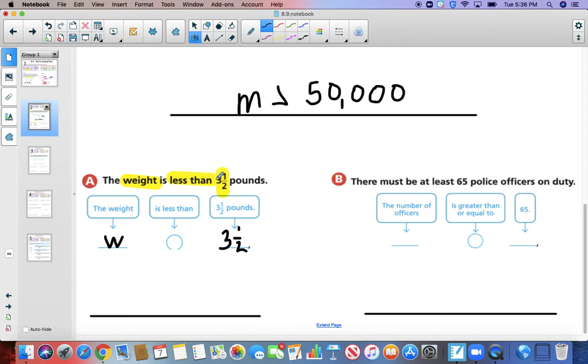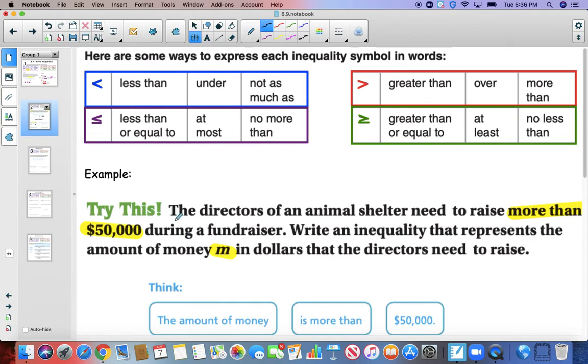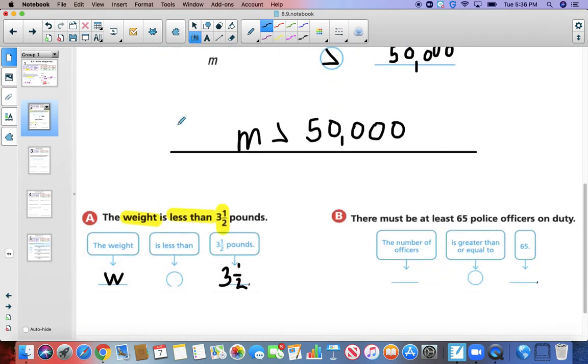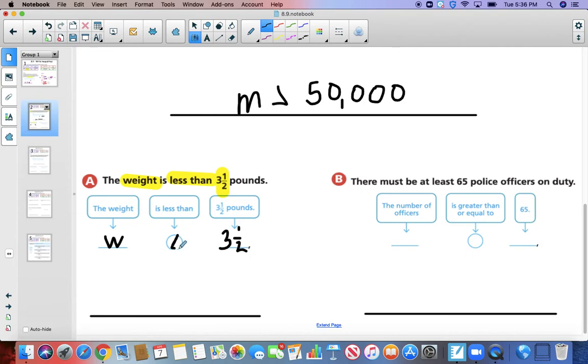So now less than, if you know what to do, go right ahead. But if you need to come up here and reference and find less than on its own, it's going to be this symbol, right? Where the alligator is facing the right side. So we're going to plug it in here. So then all we write down here is W is less than 3 1/2. Perfect. Let's look here at B.